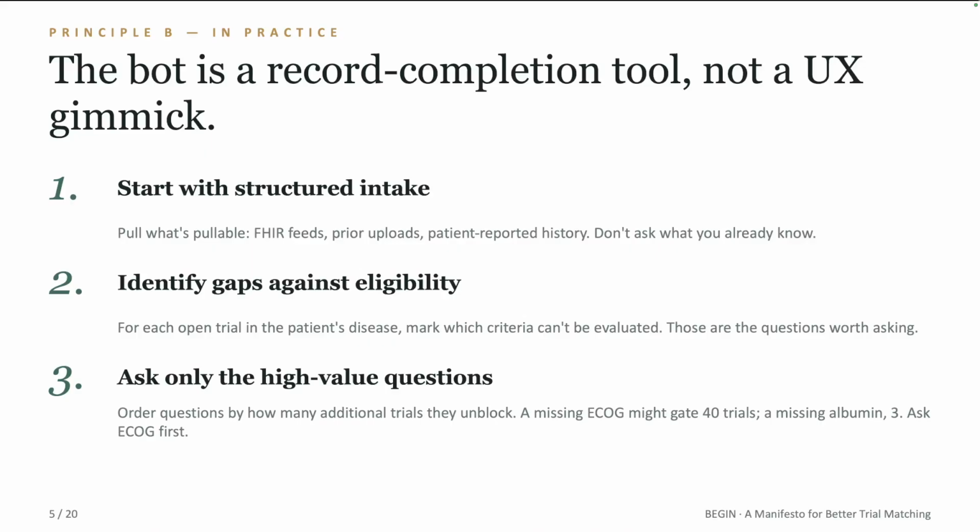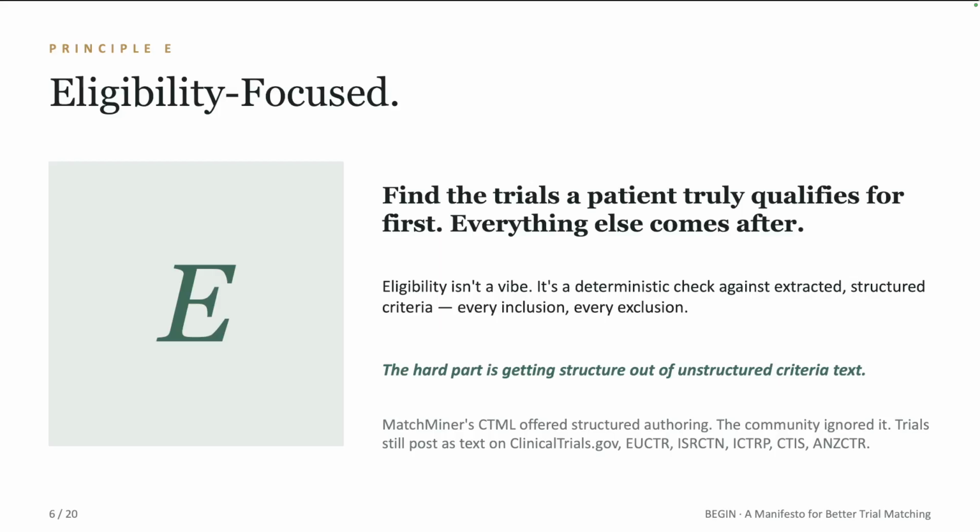So you start with a structured intake. Always use a FHIR feed if you have it, even PDF upload. And then identify the gaps against eligibility, and then ask against the eligible trials, and then ask those questions. Don't ask every question. Don't try to get a complete patient record. Just try to ask the questions that will get them eligible to more trials.